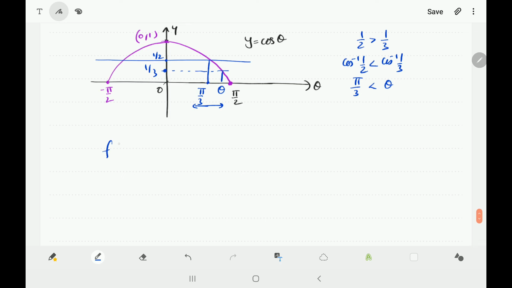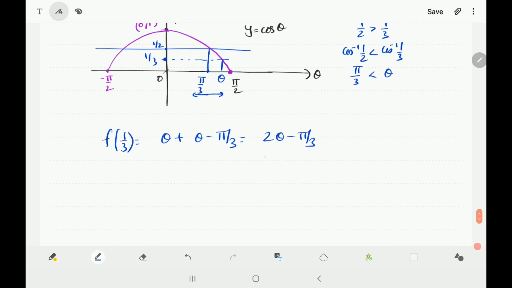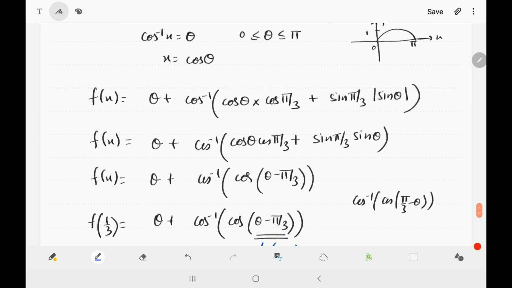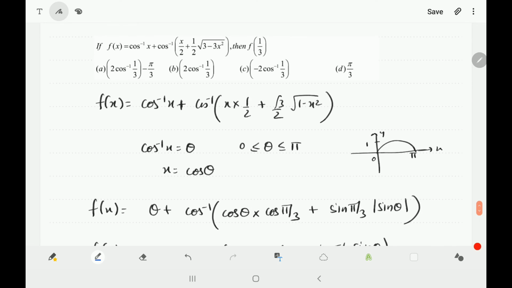So we will have the value of f of 1 by 3 as theta plus theta minus pi by 3. So the answer will be 2 theta minus pi by 3. What is our theta? Theta is cos inverse 1 by 3. So 2 cos inverse 1 by 3 minus pi by 3 is the answer of this problem. Okay. So let's see which option it is. So it is option A. So the answer for this problem is option A.